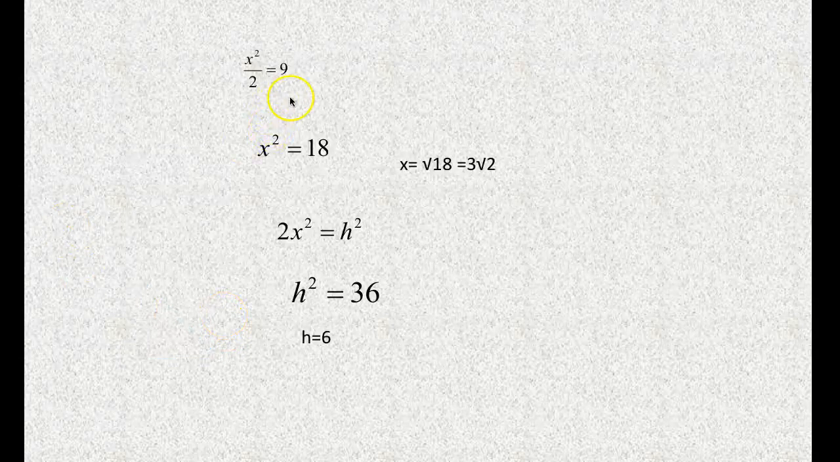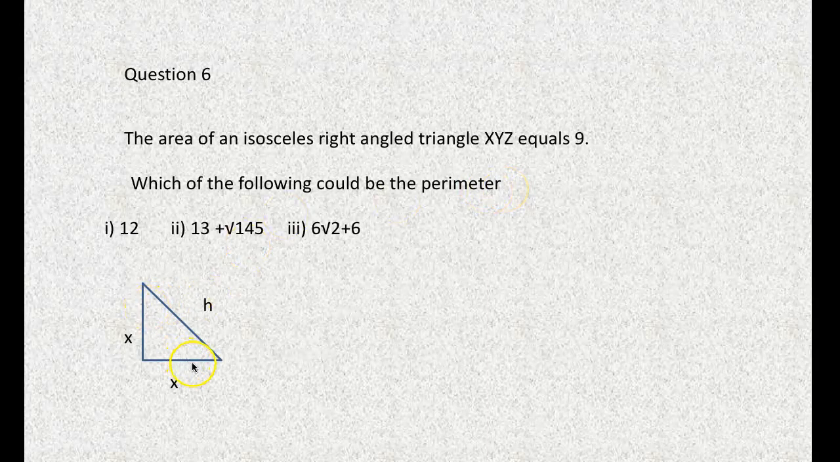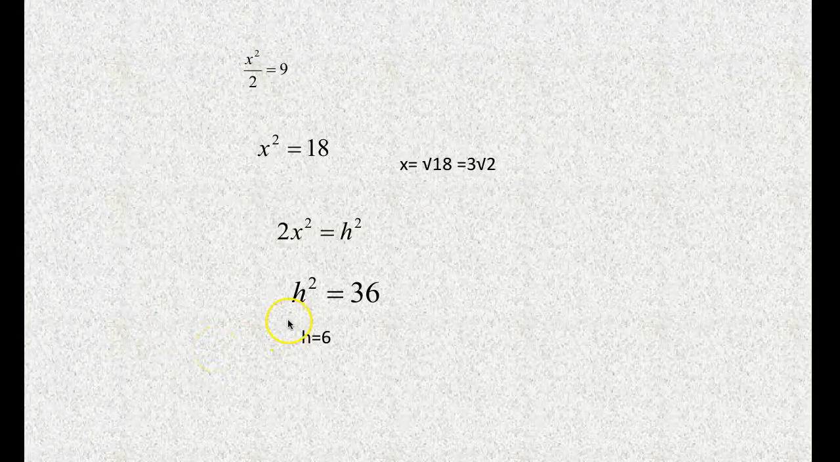So I have half x squared equal to 9. x squared equal to 18. So x equal to square root of 18, which is 9 into 2, that is 3 root 2. Now applying Pythagoras theorem, x squared plus x squared, that is 2x squared, equal to h squared. So h squared would be 18 into 2, which is 36.